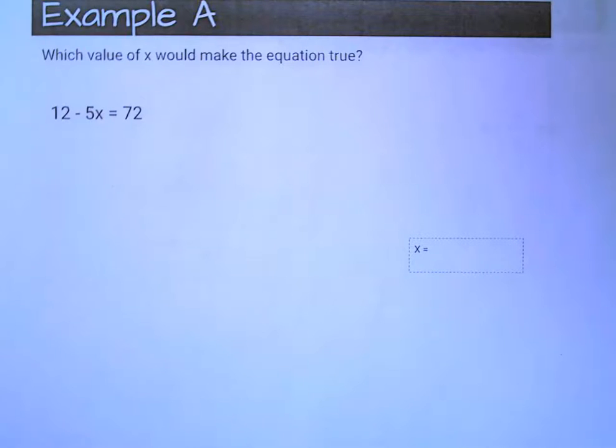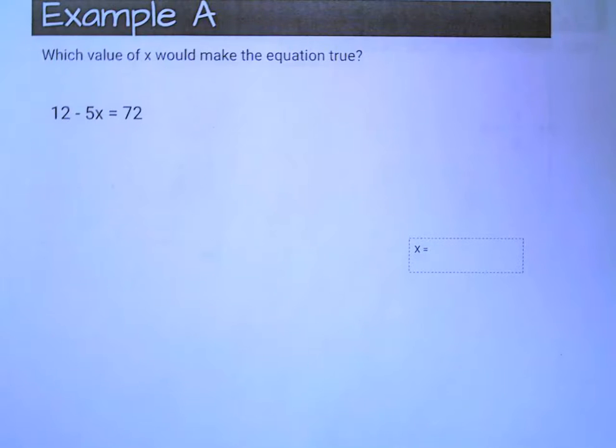Alright, so we are still solving equations, and this time I'm going to show you a few different kinds of equations that you can still solve the same way. Okay, so example A says 12 minus 5x equals 72.